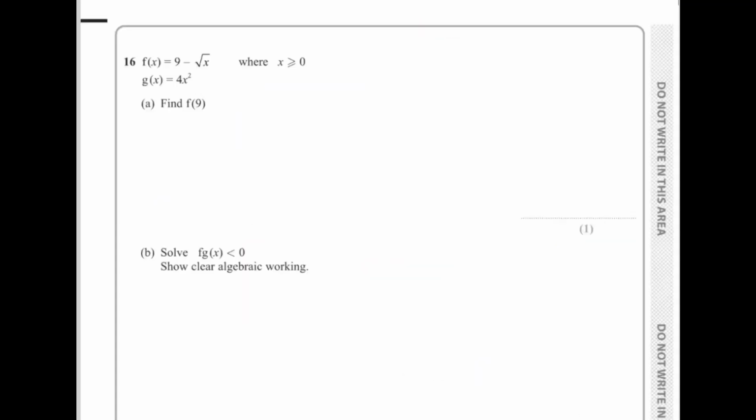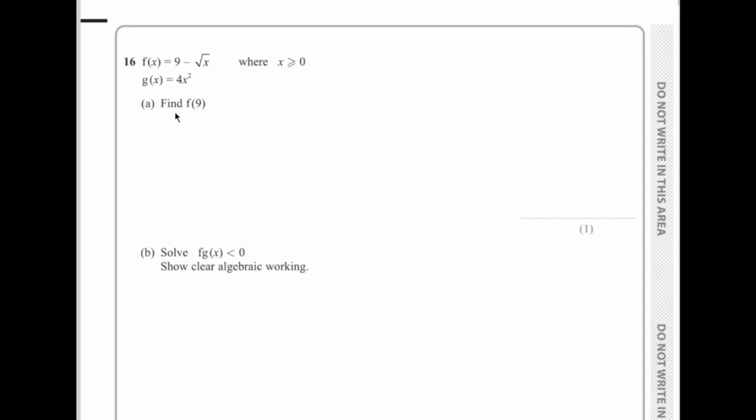Question 16, functions. F of x equals 9 minus root x, where x is greater than or equal to 0. G of x equals 4x squared. Part A, find f of 9.